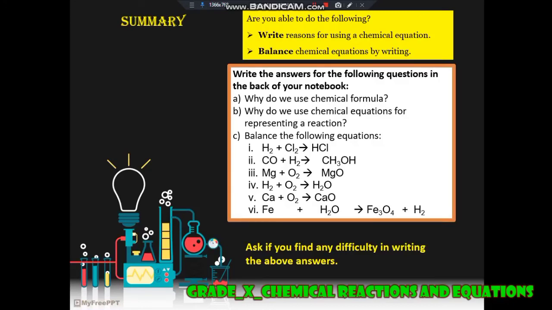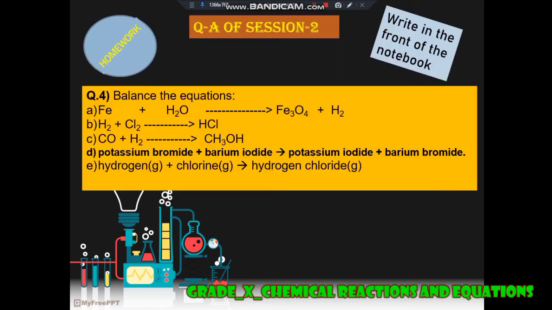My dear students, now check if you are able to write reasons for using a chemical equation and balance chemical equations by writing. Write the answers for the following questions in the back of your notebook. Today's homework. Balance the equations. Write in the front of the notebook as a continuation of previous 3 questions.